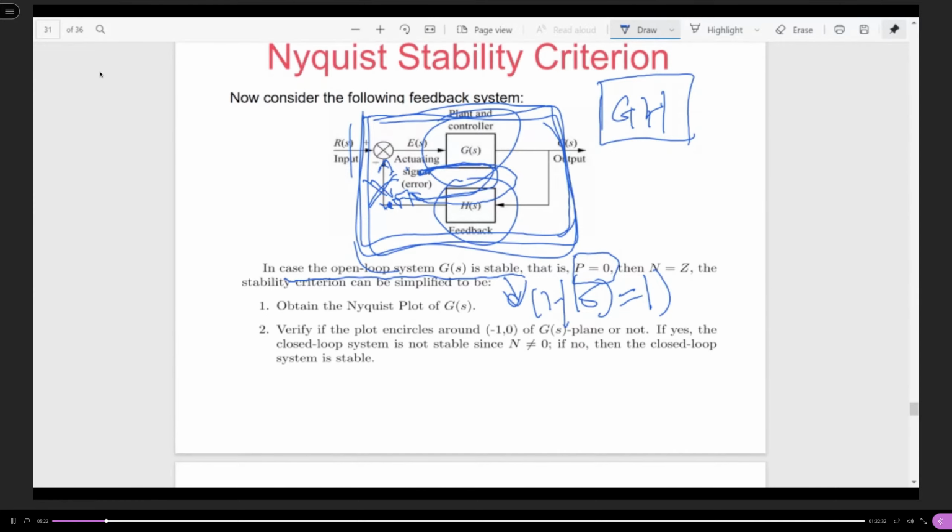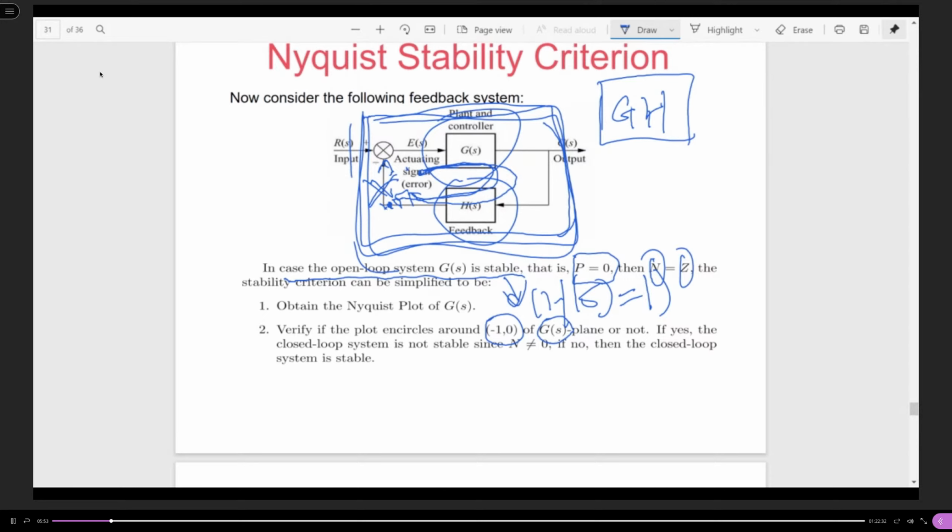You can see that the stability, the N in this case, is going to be equal to Z. So the stability criterion can be simplified to just checking if the G of S Nyquist plot is going to encircle the -1,0 point or not. Okay, so we talk about that.